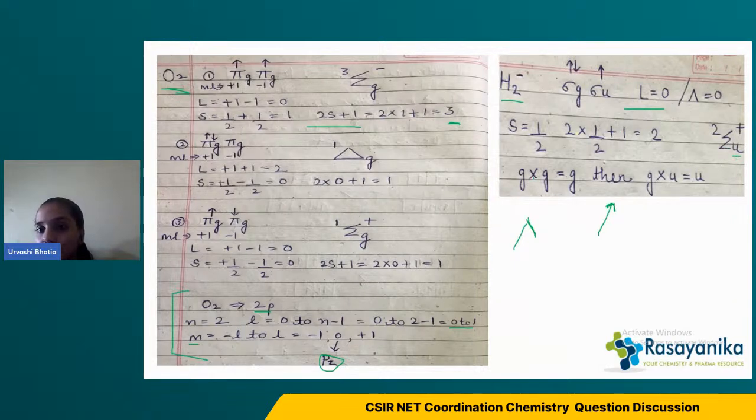Yeah, now you have to see. G into G will be G for these two electrons. Even if you don't consider these two, that will be fine. You have to consider only the HOMO. Here the HOMO is your anti-bonding molecular orbital. Okay, but just for understanding's sake, I've shown you. G into G will be G, then G into U for this electron, right? G into U will be U.